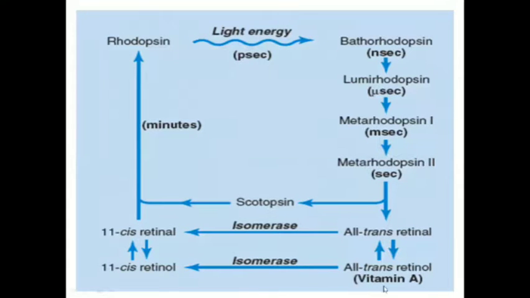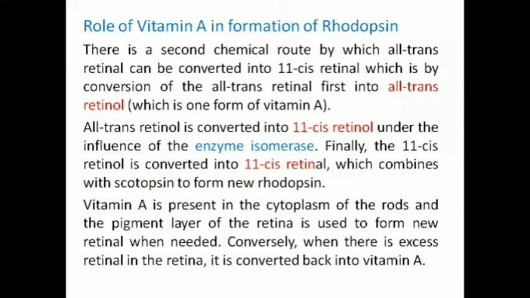This is the pathway. All-trans retinal gets converted into all-trans retinol, which is a form of vitamin A. Then this all-trans retinol, under the action of isomerase enzyme, gets converted into 11-cis retinol. Then this again gets converted into 11-cis retinal. Then this 11-cis retinal joins with scotopsin to form rhodopsin. Vitamin A is present in the cytoplasm of the rods and the pigment layer of the retina. It is used to form new retinal when needed. Conversely, when there is excess retinal in the retina, it is converted back into vitamin A.